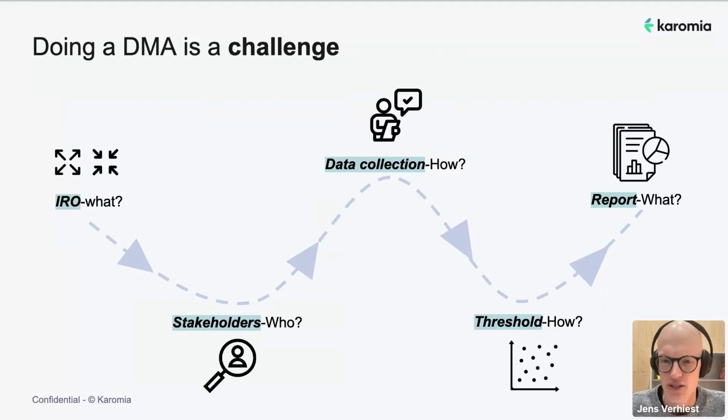Then stakeholders: who is that for me? Is that people within my organization, outside of my organization? Data collection: how do I go about this? I've talked to my people last week in surveys, and I have regular talks with my customers. Do I then need to do this all over again? How do you set thresholds? Because EFRAG is quite vague on that as well. You need to figure out your own interpretation. And then reporting: what do I report?